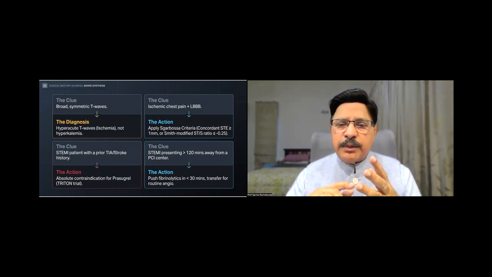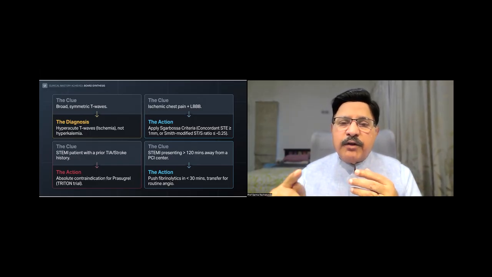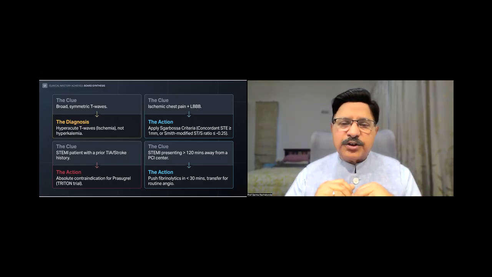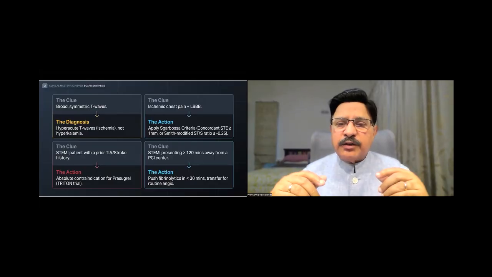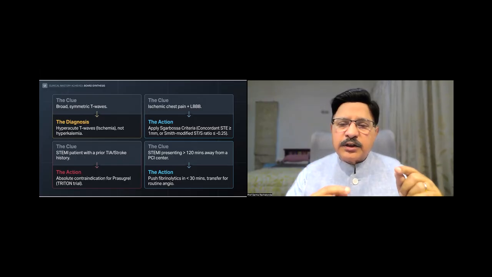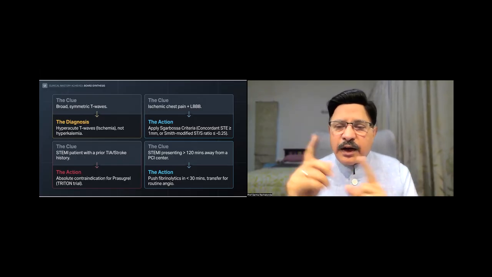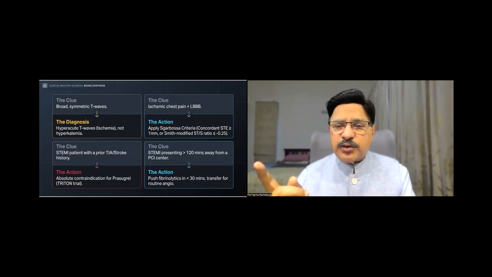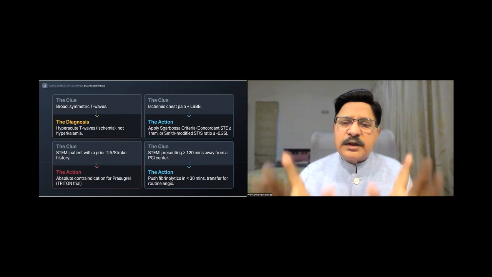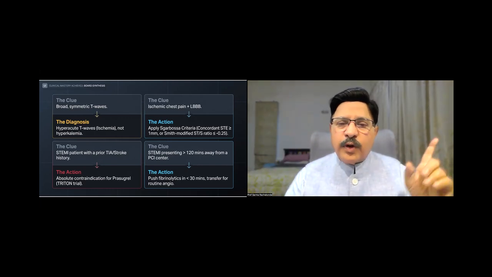Clue: ST segment elevation presenting more than 120 minutes away from the PCI center. That means he presented with chest pain. We understood that it is ST segment elevation myocardial infarction, but the PCI capability is not there. It is beyond 120 minutes. He cannot reach the place. What do you do? Push fibrinolytics within 30 minutes and then transfer. Treat and transfer. Okay. In the earlier case, where it is less than 90 minutes, there itself you do the primary PCI, no fibrinolytics.